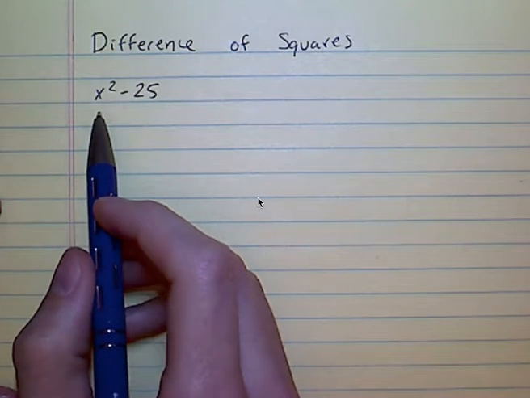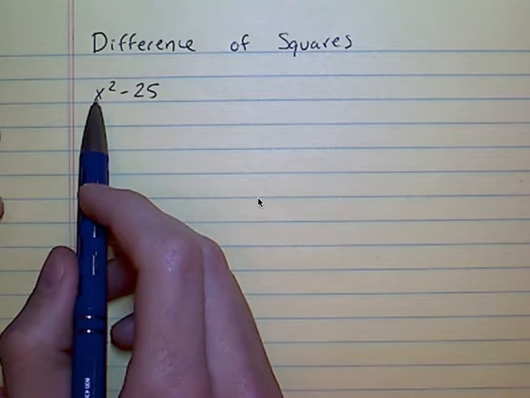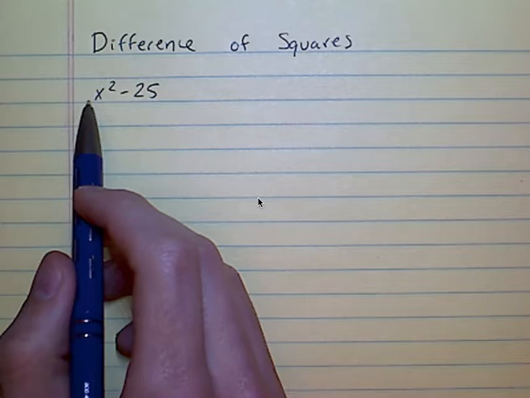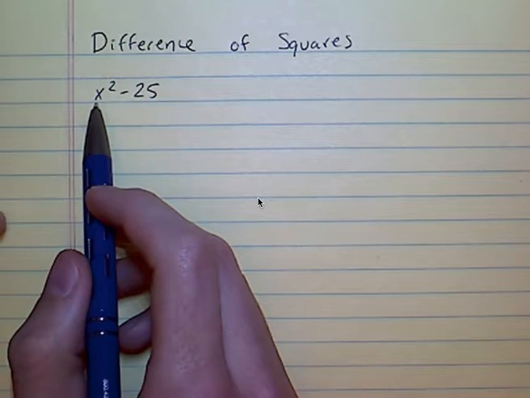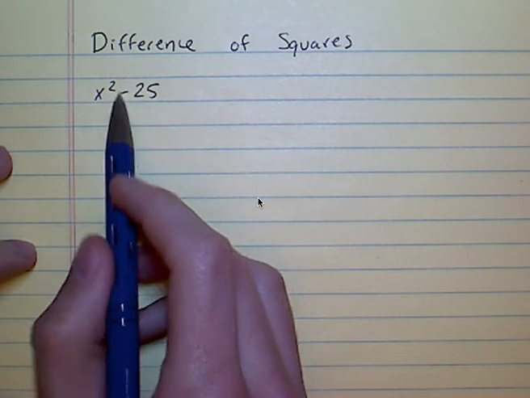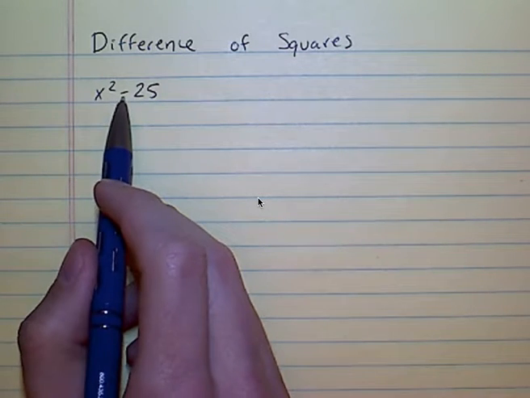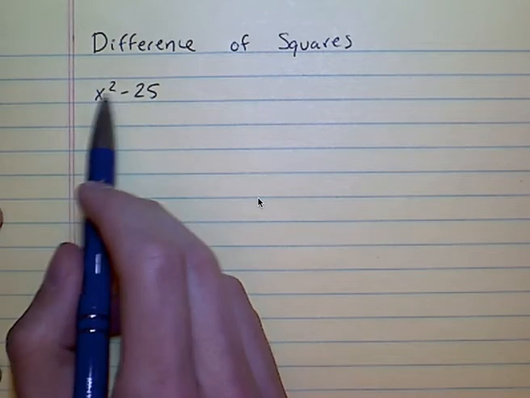The reason we call this a difference of perfect squares is because x squared is a perfect square. It's the perfect square of x. X times x is x squared. Anything times itself is a perfect square. 25 is a perfect square: 5 times 5 is 25. And because this is being subtracted, I have a difference of two perfect squares.